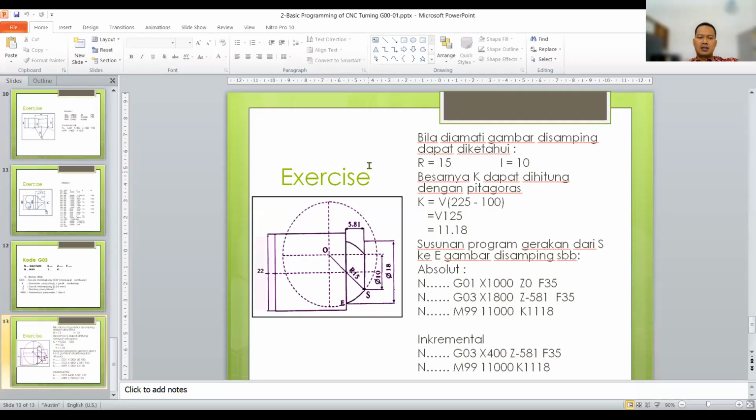Okay, that's all the presentation about the basic programming of CNC turning.